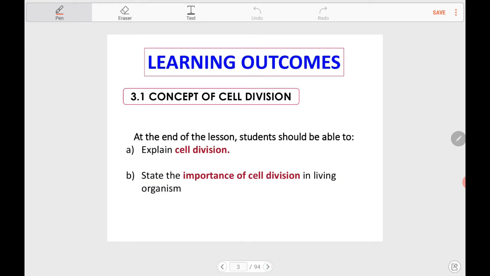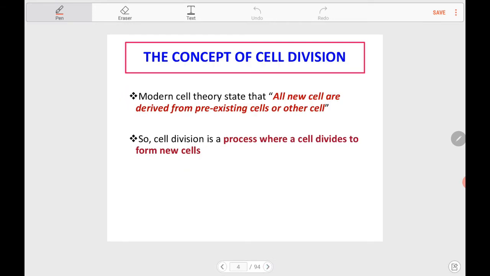So in this video we will cover the 3.1 concept of cell division. So these are the 2 LOs that you need to be able to learn for this subtopic. So first, explain the cell division, and second, state the importance of cell division in living organisms. Okay, so the concept of cell division.